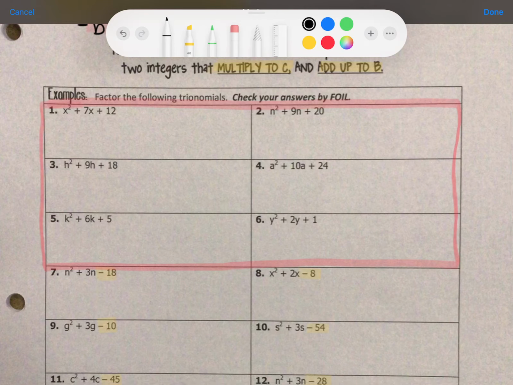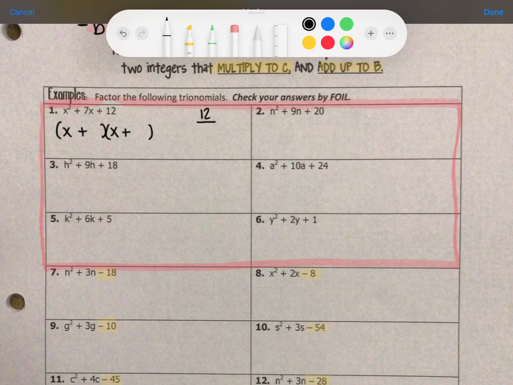All right, so this first one, I usually just set up my two houses. I put in my x's, and I know my signs are plus plus because it starts out as plus plus in my problem. So I need to find factors of 12 that add up to give me 7. And you probably already know what that is. You're like, that is 3 and 4, Miss Messer, super easy.